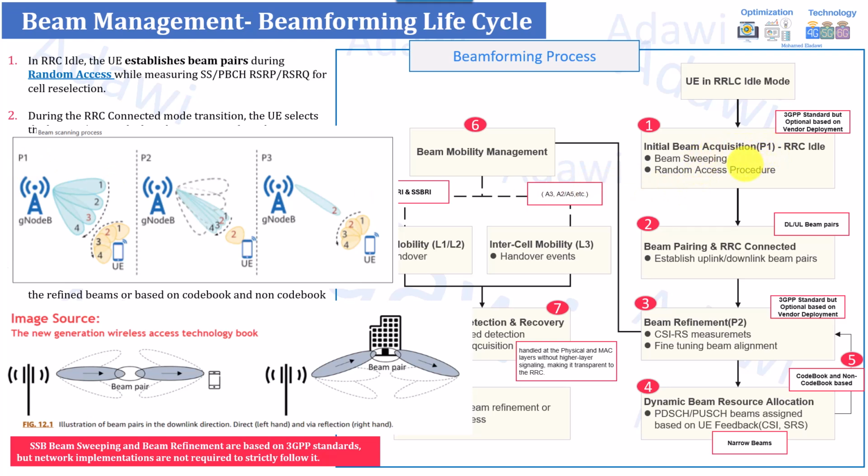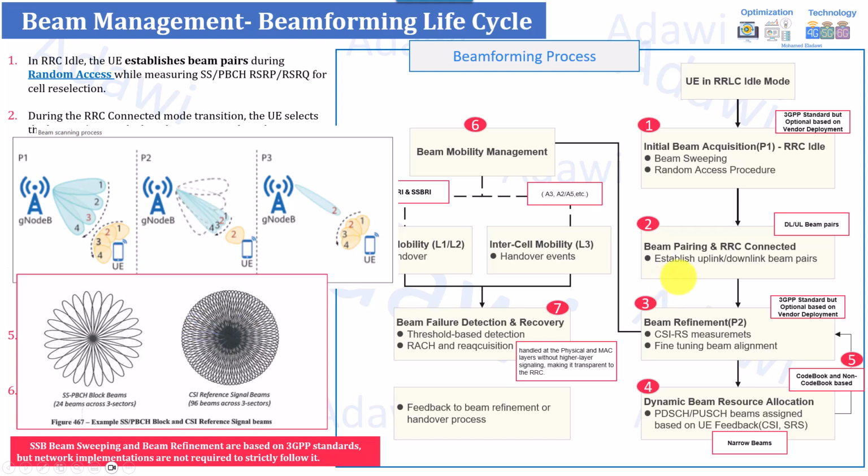This one shows the beam sweeping, and you will achieve the beam pairing through the user sending the random access response and uplink. So once the second point is done, which is the beam pairing, and the user has transitioned to the connected mode after sending the RACH in the uplink direction, now the gNB will start doing something called beam refinement.